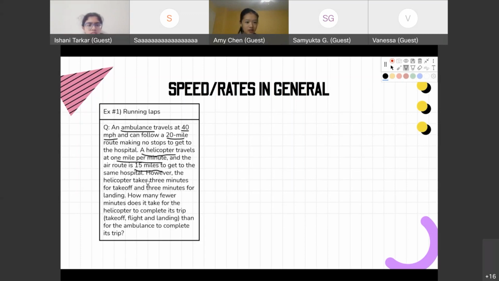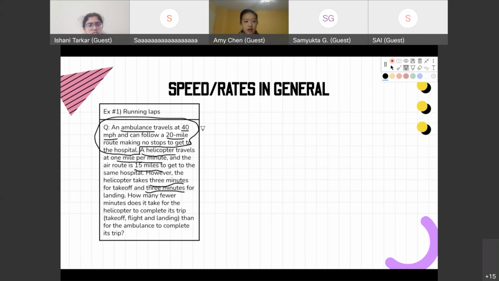However, the question also tells us that the helicopter has to take 3 extra minutes to take off and 3 extra minutes to land. So how many fewer minutes does it take for the helicopter to complete its trip versus the ambulance? In other words, we're looking for the time of the ambulance and the time for the helicopter to travel to the hospital. So let's focus on the ambulance part first, which is just this top part here.